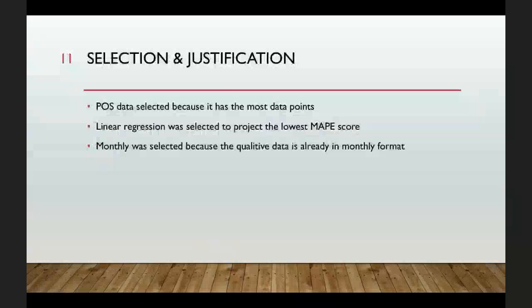And our selection is we chose the POS data just because it had more data points and it gave us all the information we needed. We chose linear regression because it projected the lowest MAPE store, and the monthly because, once again, grills are shipped every 6 months. So it would just make sense to keep the same format.